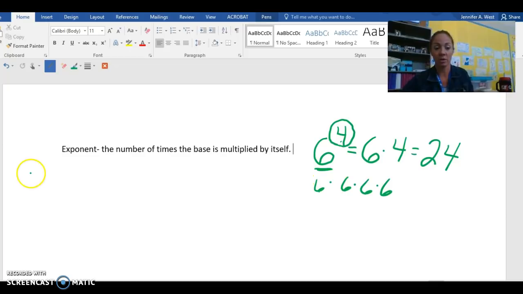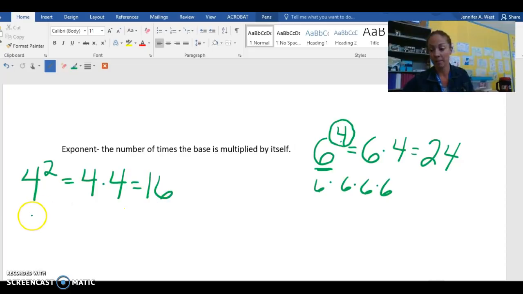So an example of an exponent could be something like 4 to the 2nd power, which means we're going to multiply the base, which is 4, by itself 2 times. So we would have 4 times 4, which equals 16. That means that 2 is our exponent.